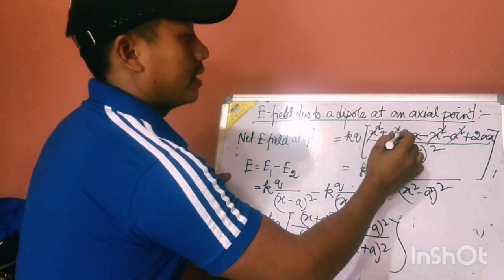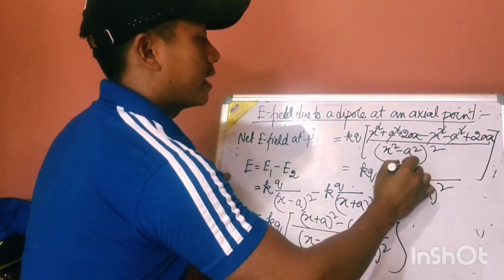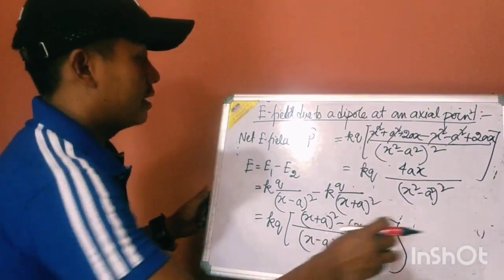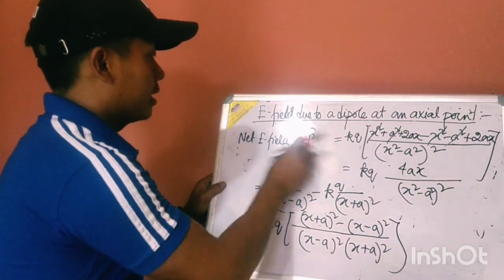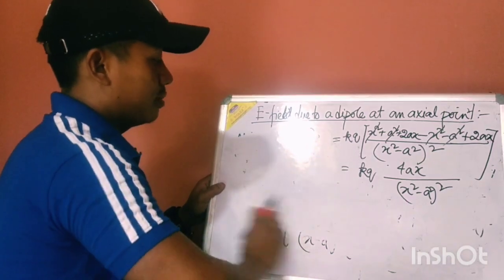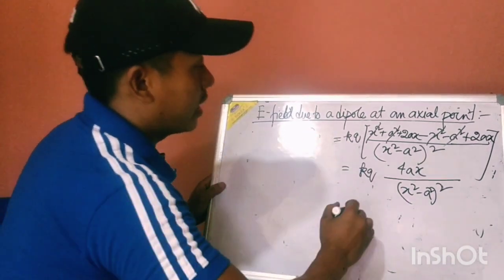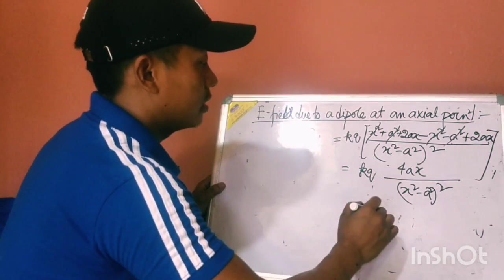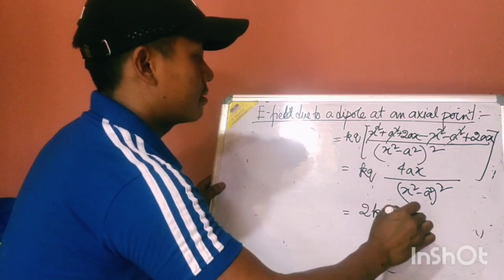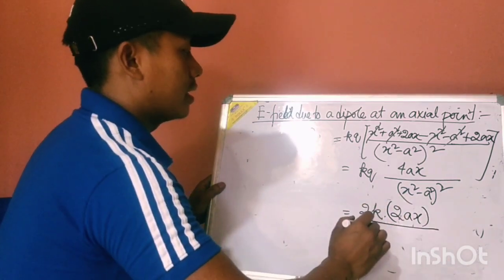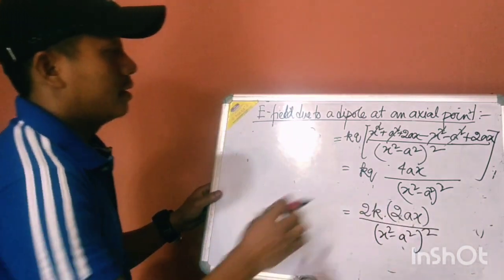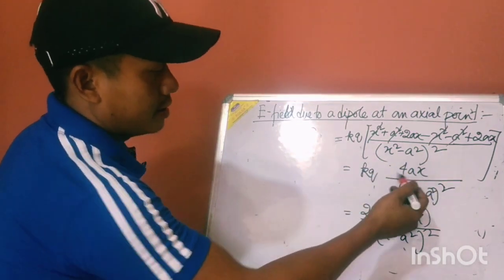So the numerator is 4ax, that is twice ax taken twice, which comes to 4ax, while the denominator is (x square minus a square) whole square. The numerator doesn't change now.